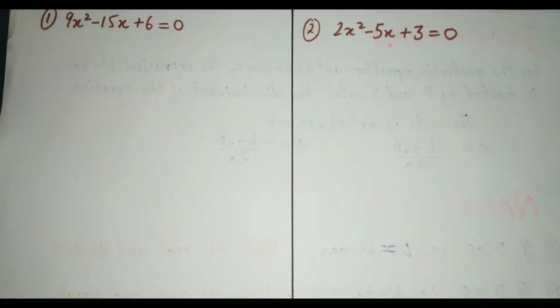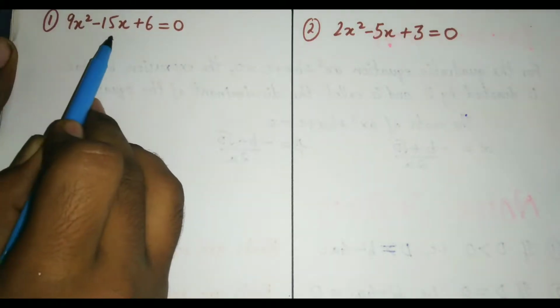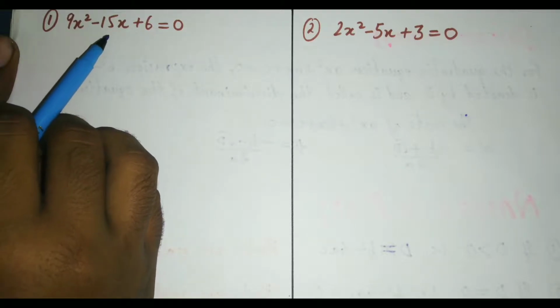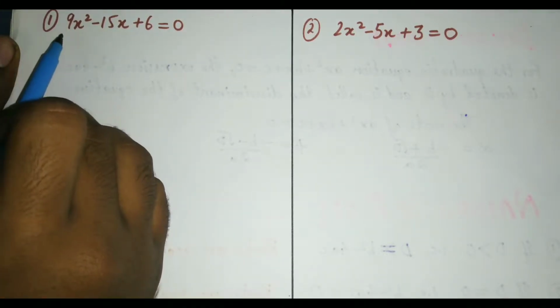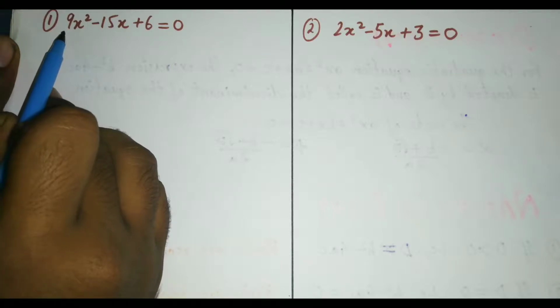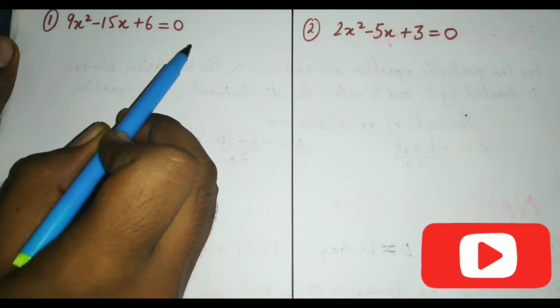So the first step is that you have to obtain the expression in the form of what? Quadratic equation form, ax square plus bx plus c. So it is already in the form of ax square plus bx plus c. So no need to do the first step. Now moving on to the second step. The second step is that you have to make the coefficient of x square as 1, unity, that means 1. So you have to divide the coefficient of x square, that is 9, throughout the equation.